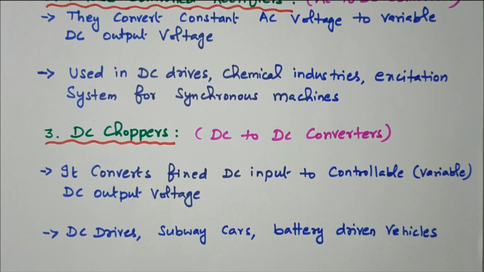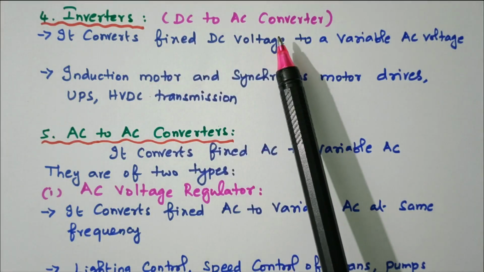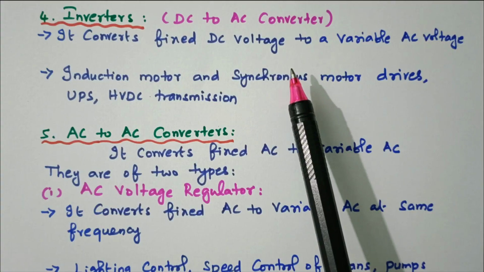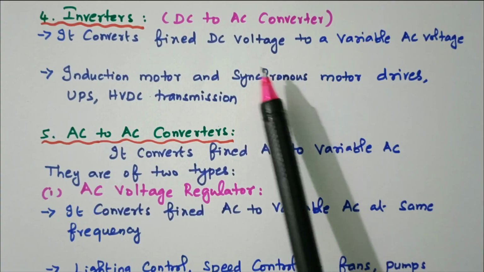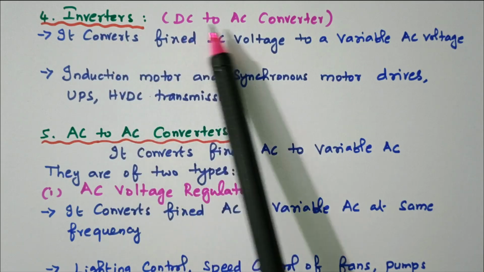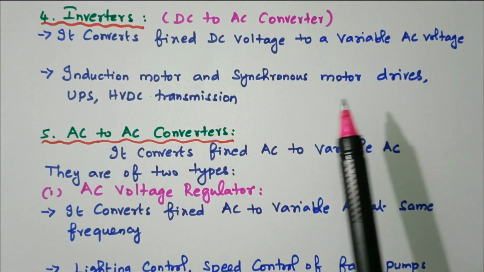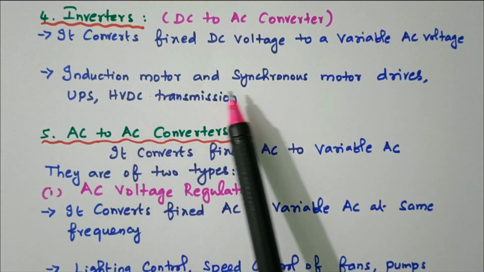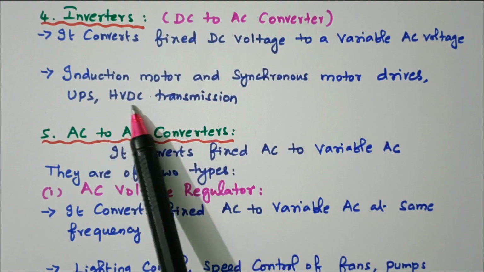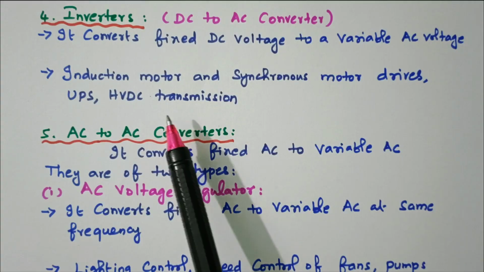Now we'll go to the fourth type, inverters. Inverter is a DC to AC converter. First two types are rectifiers, AC to DC, controlled and uncontrolled. Then DC to DC chopper. This one is DC to AC. That's why I call it inverter. Converter means AC to DC. Inverter means DC to AC. It converts fixed DC voltage into variable AC voltage. The applications are induction motor, synchronous motor drives, UPS, HVDC system. HVDC system requires converter as well as inverter. AC is converted into DC, DC is converted into AC.